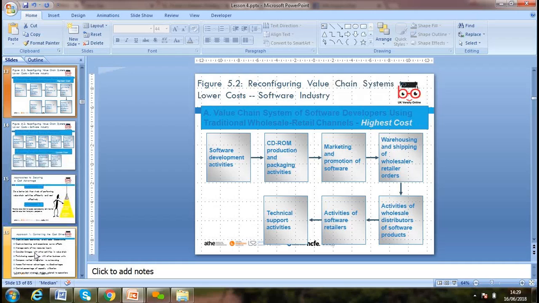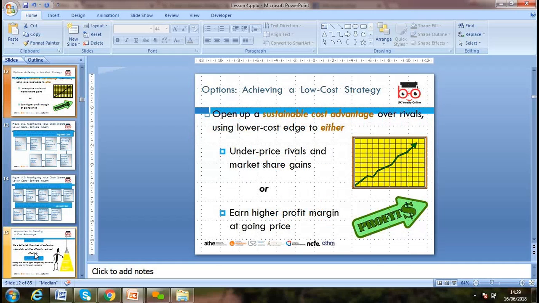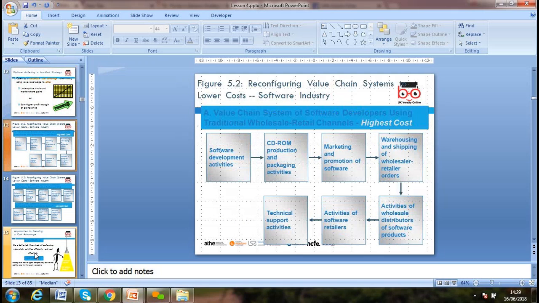Okay, so margin. What is it? Selling price minus cost of sales gives us the margin. If we have a lower cost, we can obtain a higher margin. If we have a higher margin, that ultimately gives us a competitive advantage as an organization, and we can sustain it. Okay, so any questions?